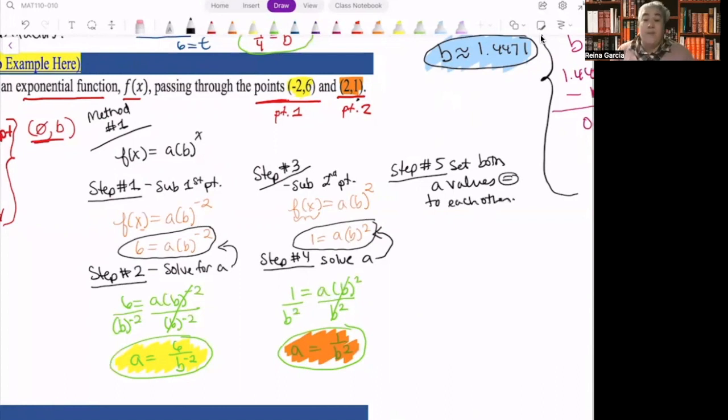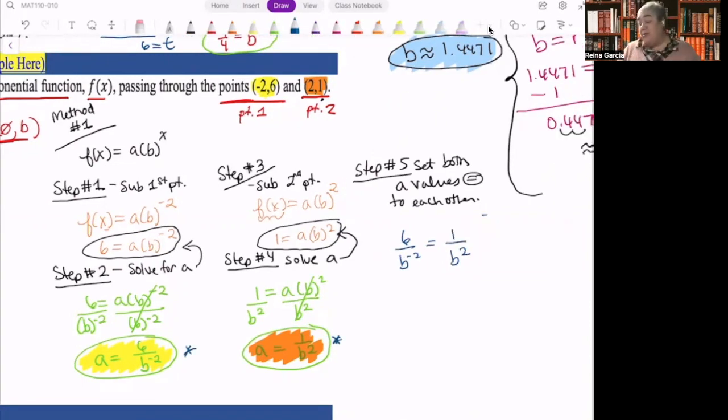In essence, we're setting up a proportion. Okay? So we're going to say, all right, well, in that case, we have 6 over b to the negative 2 is equal to 1 over b squared. Okay? And now, since we want to solve for b, we're going to need to get all our numbers on one side and all of our variables on the other. We want to get our b's all on one side and leave our numbers on the other.